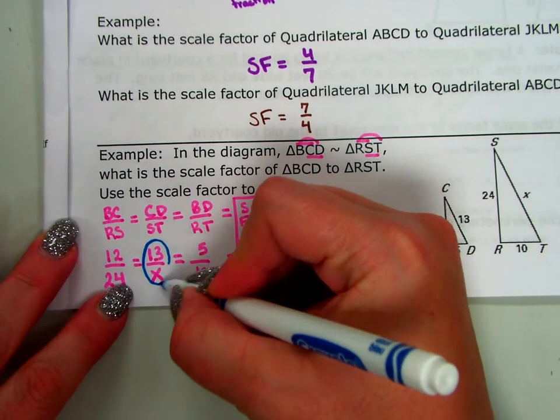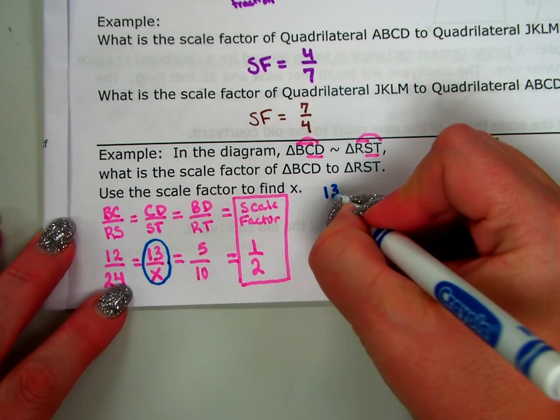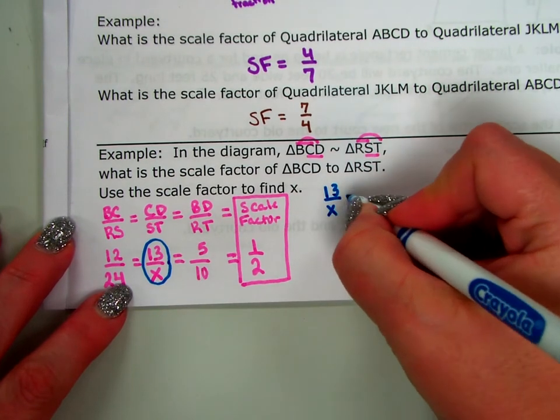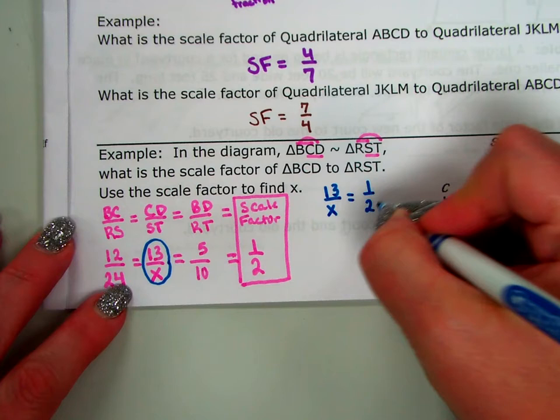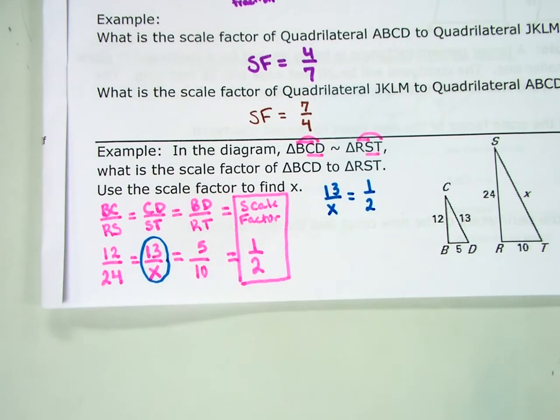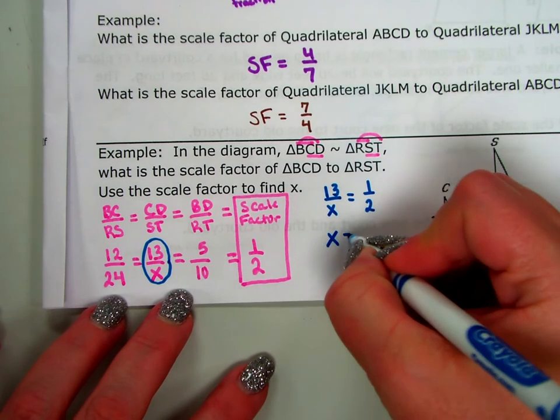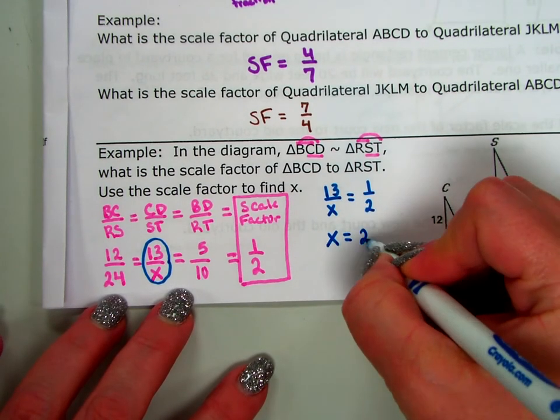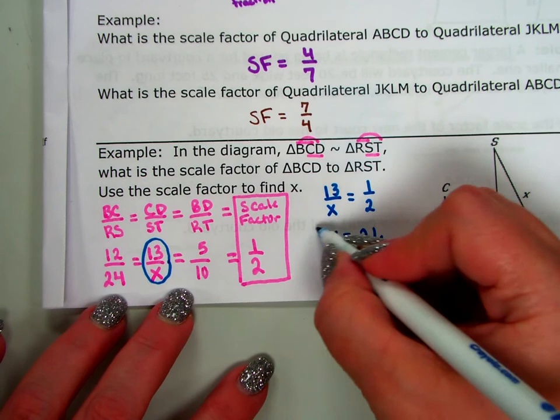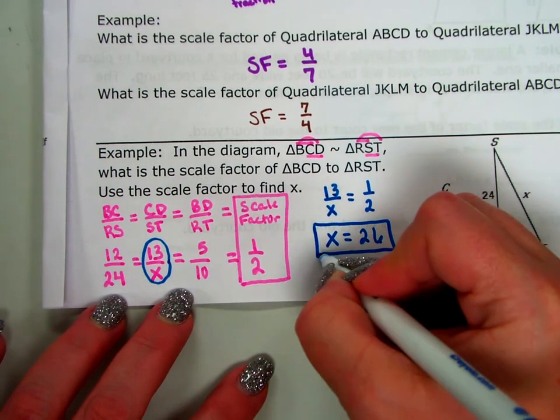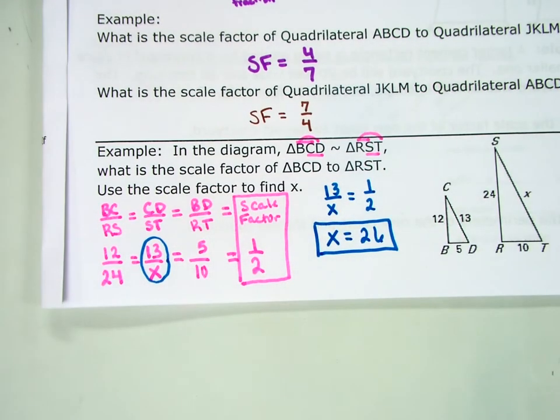Okay. So now, to find x, all I have to do is take this 13 over x and say I know it's going to reduce to the scale factor 1/2. How do I solve that proportion? What did we do yesterday? Cross multiply. This is a really easy one to cross multiply because there's a 1 across from the x. 1 times x is just x. And 2 times 13 is 26. So x is 26. Easy peasy. Questions?